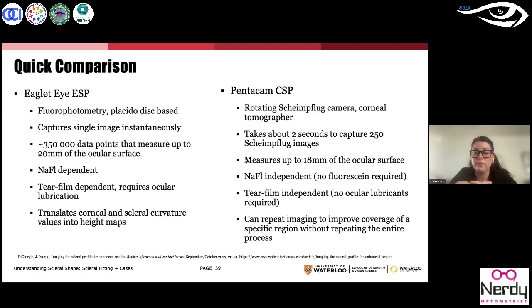Having worked with both, there are pros and cons to both. I find very, very good data from the Eaglet, but you really have to get the patient's eyelids out of the way. You have to have that ocular surface lubricated, and you have to have enough fluorescein that it's not draining out. So the preparation is key with that. Versus the Pentacam, you don't really need to do any of that prep, and you can stitch together images in some cases.